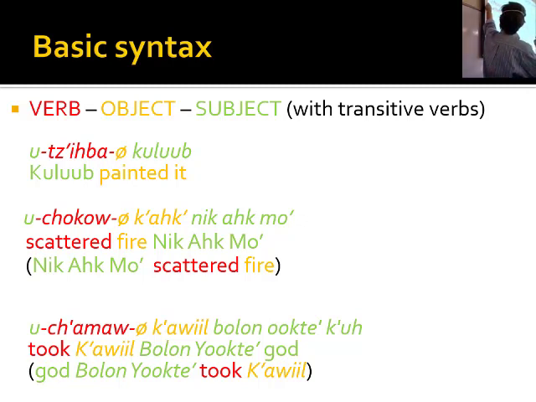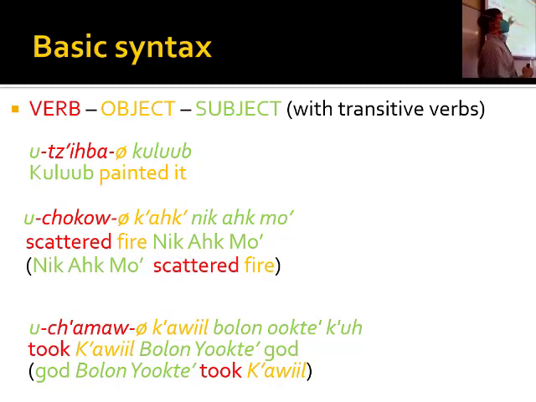Nikachmo, scattered fire. U has to agree with nikachmo. That's the subject of the sentence. So u refers to nikachmo. Choko, scattered. It, which is fire. So verb, object, subject. And of course, if you translate it literally, it's scattered fire nikachmo.